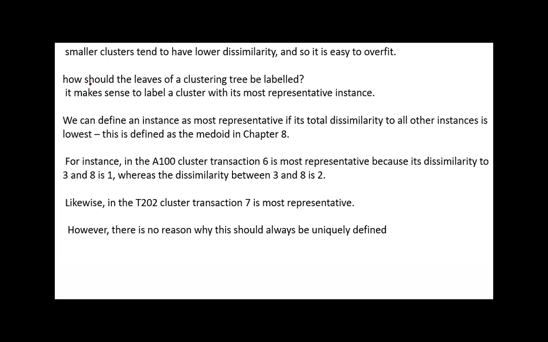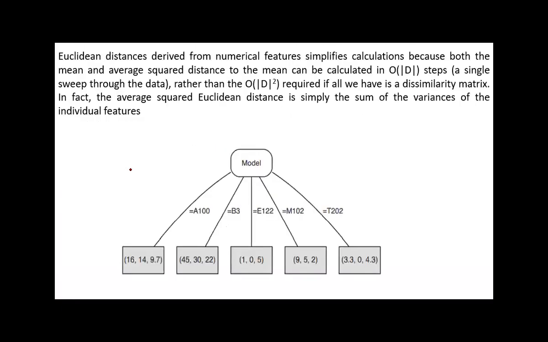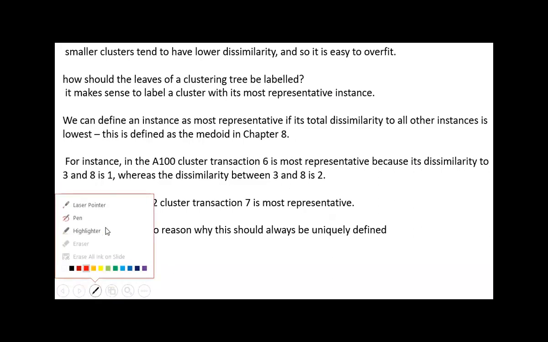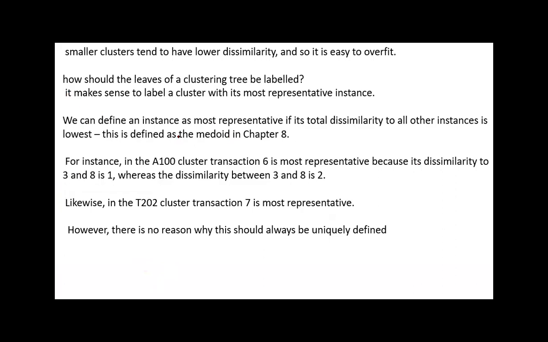What are the observations now? The smaller clusters tend to have lower dissimilarities, and so it is easy to overfit. Overfit chances are high. How should the leaves of the cluster tree be labeled? Now we assume all the leaves are individual entries, so it makes sense to label a cluster with its most representative instance.